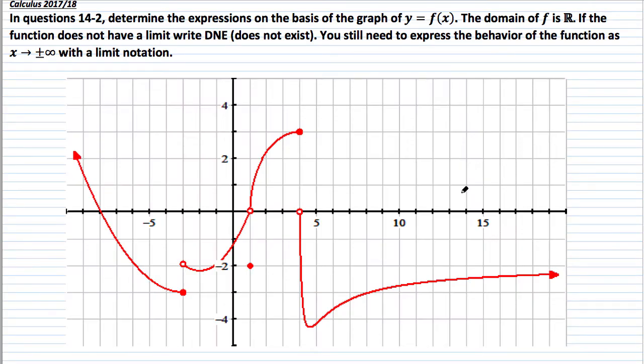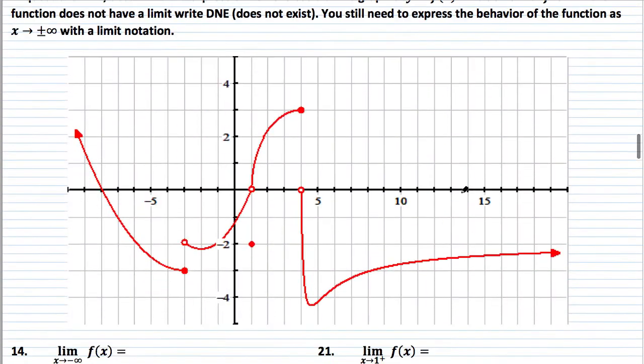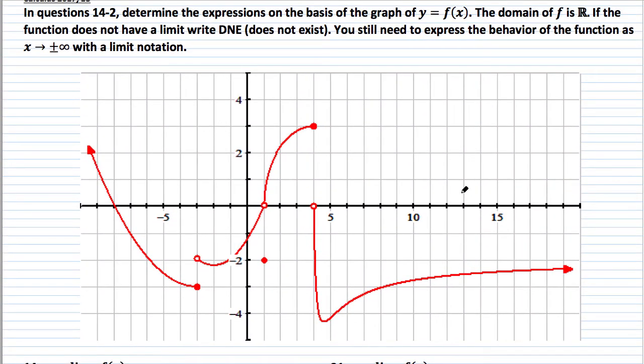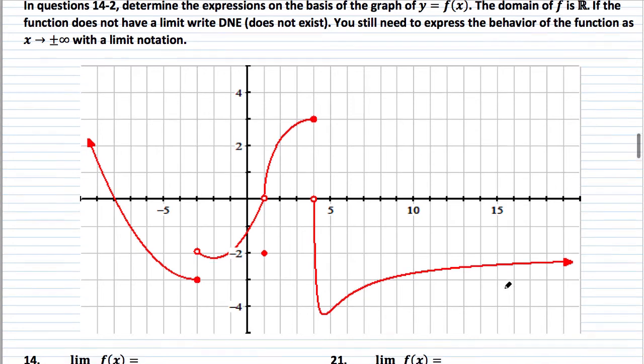For questions 14 through 27, we have a plot where the domain of the function is all real numbers, so that means that all y values are accounted for. You can plug in any value. Sorry, not all y values. All x values are accounted for. You can plug in any x value, and the function is defined. And we want to make sure that we understand how to find limits for different locations in this graph.